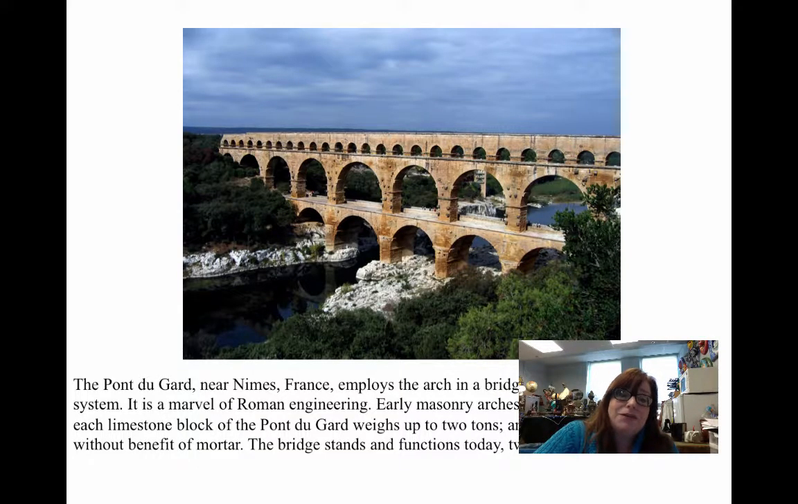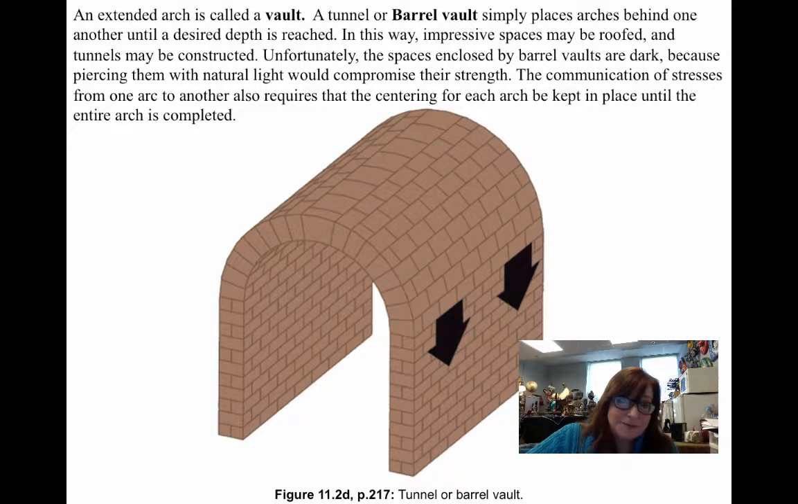So they basically used these masonry arches in layers, as you can see, 3 rows. The top row is the smallest. The idea was having the largest arches on the bottom and the smallest on the top. It was supposed to be an aesthetic thing. It makes your eye go upward. And all of these were assembled without the benefit of mortar, which is pretty amazing. And the bridge still stands and functions today, 2,000 years after it was created.